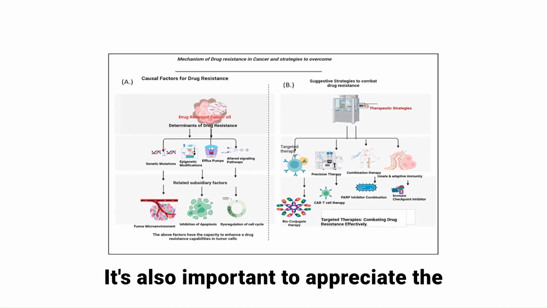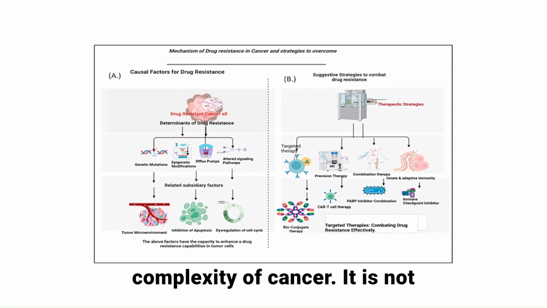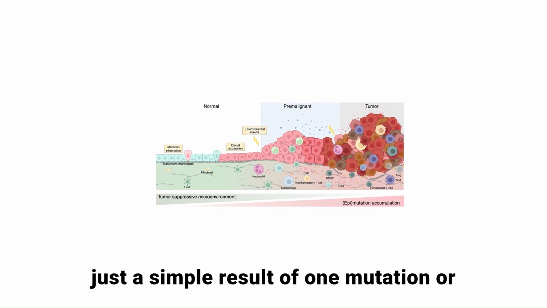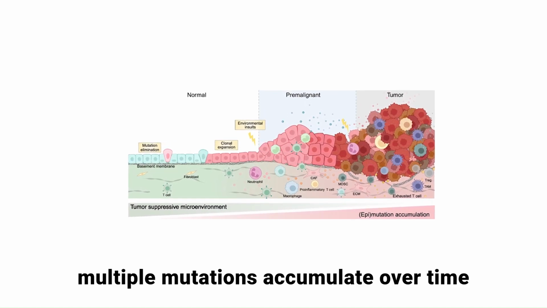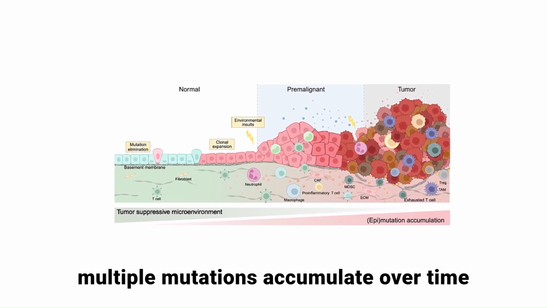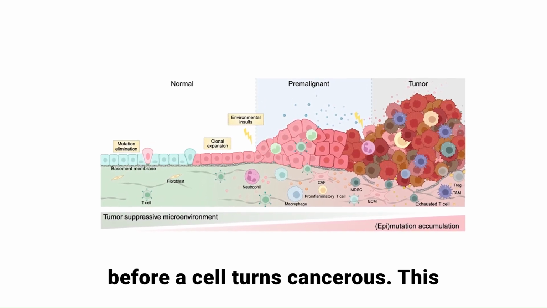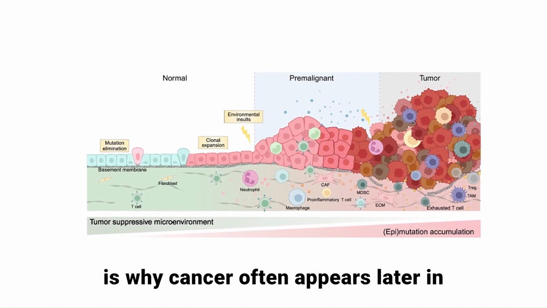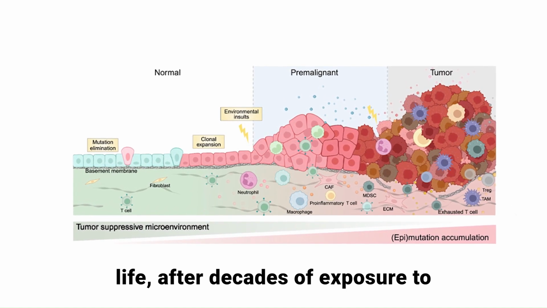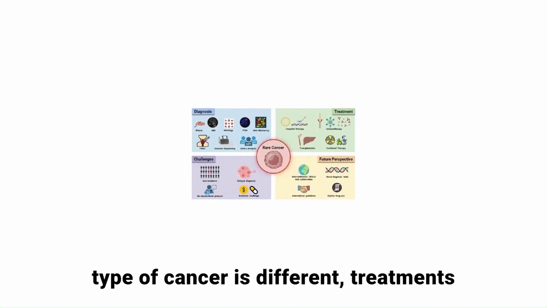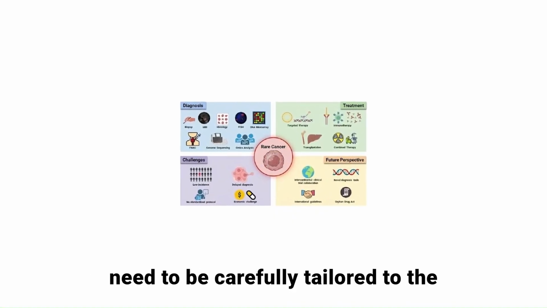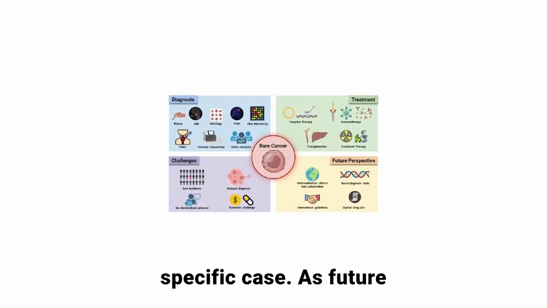It's also important to appreciate the complexity of cancer. It is not just a simple result of one mutation or one factor. Usually, multiple mutations accumulate over time before a cell turns cancerous. This is why cancer often appears later in life, after decades of exposure to various risks. And because every type of cancer is different, treatments need to be carefully tailored to the specific case.